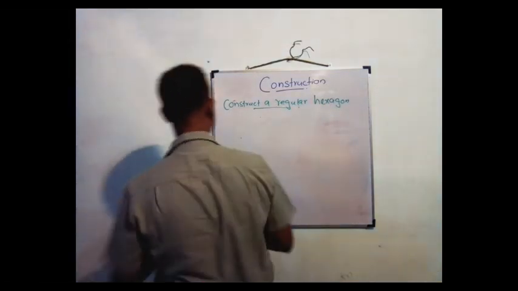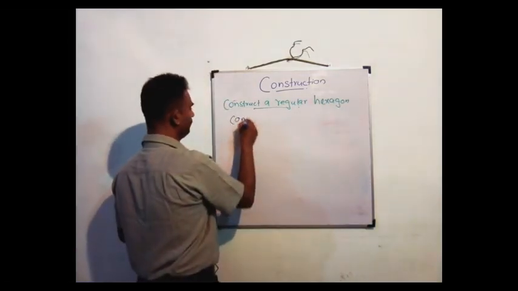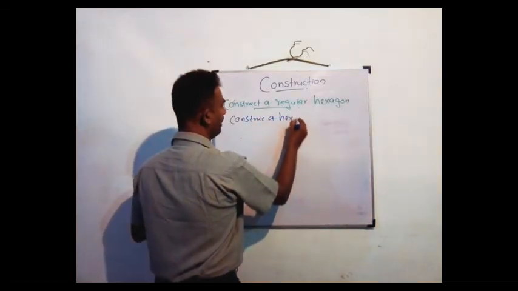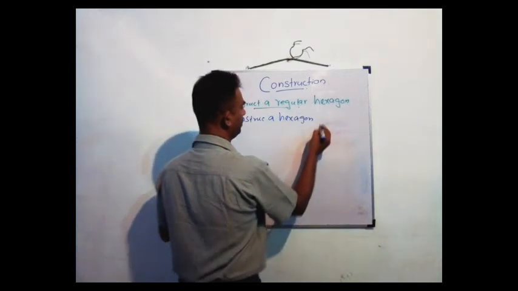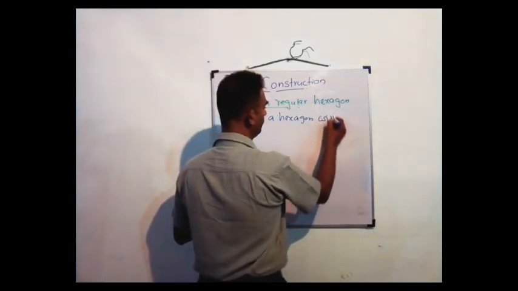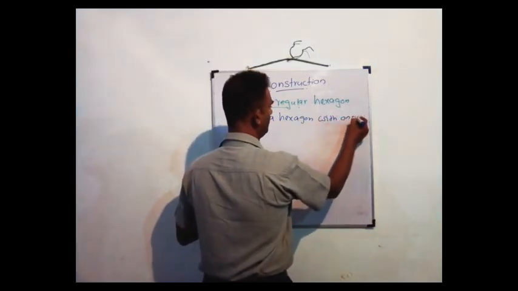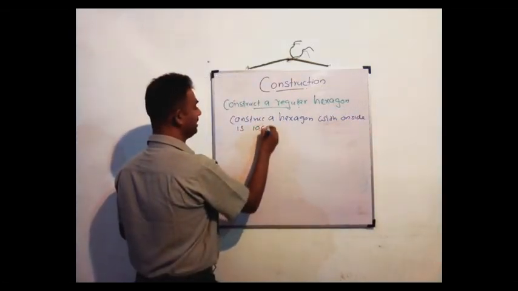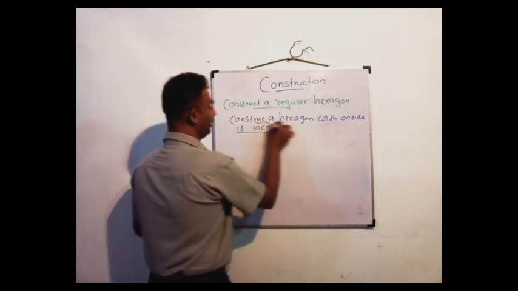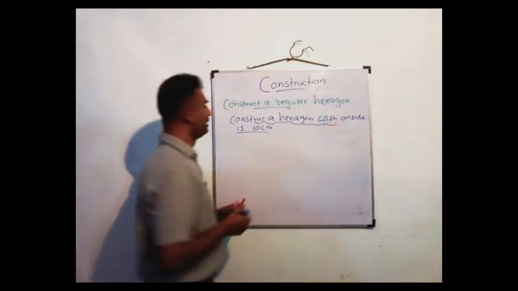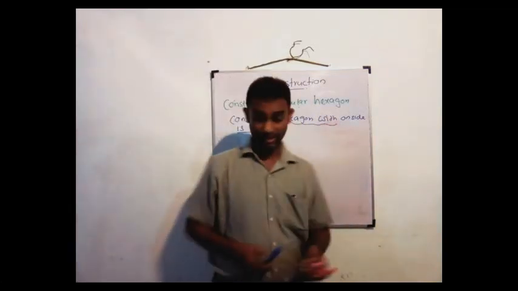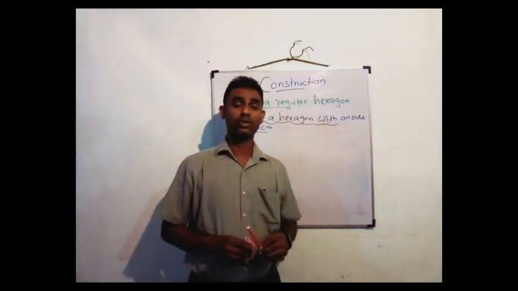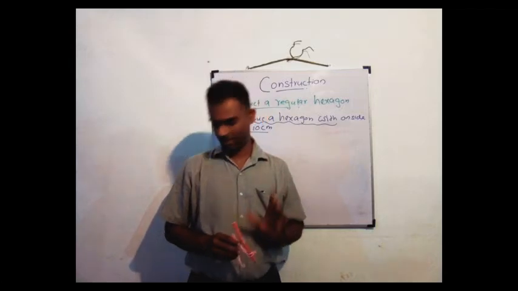Construct a hexagon with one side 10 centimeters. Now we are going to construct a hexagon. The one side is how many centimeters? One side is 10 centimeters.